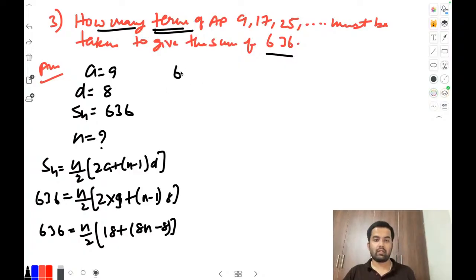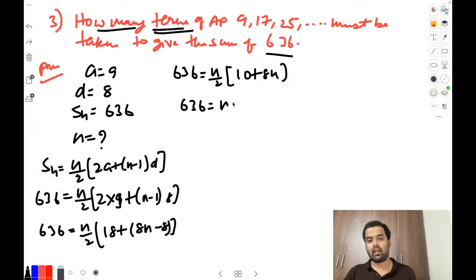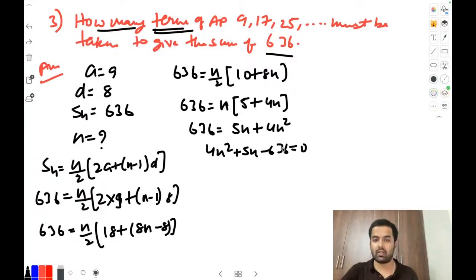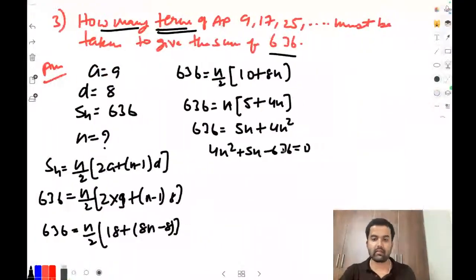Here after this, 636 is equal to n by 2, and after this 18 minus 8 become what? 10 plus 8n. Okay, now after this I will divide the n inside, so this become 5 plus 4n. After this we will get one equation. See, 4n square plus 5n minus 636 equal to 0. We got the equation, and by the help of splitting method you get the answer.